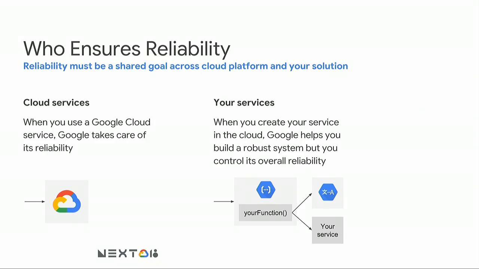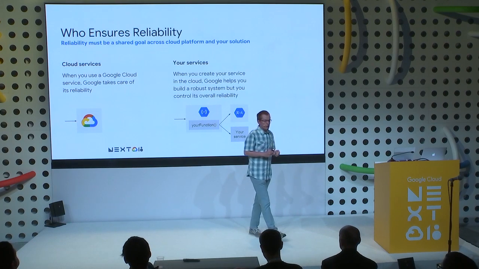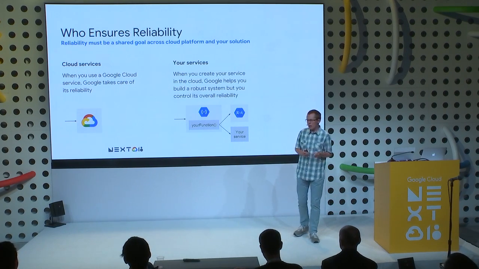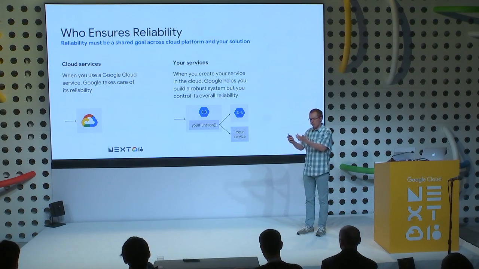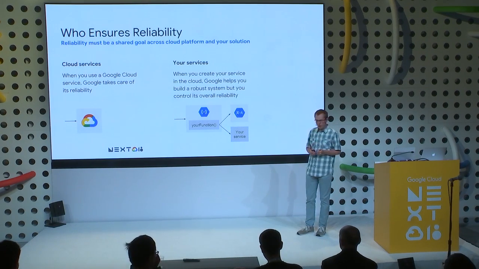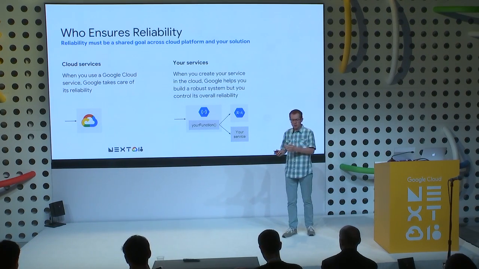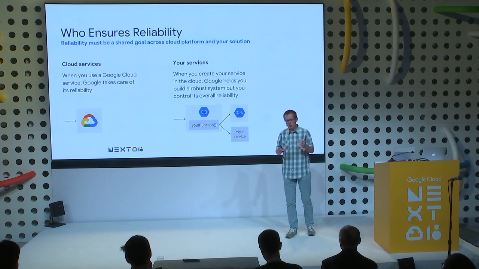If we think about who ensures reliability of your software running in the cloud, we realize that reliability must be a shared goal across Cloud Platform and your solution. When you use a Google Cloud service, Google takes care of its reliability. For example, when you call a Cloud Vision API, Google makes sure that the service is available and can handle your request. When you upload a file to cloud storage, Google makes sure it's persisted using replication under the hood.